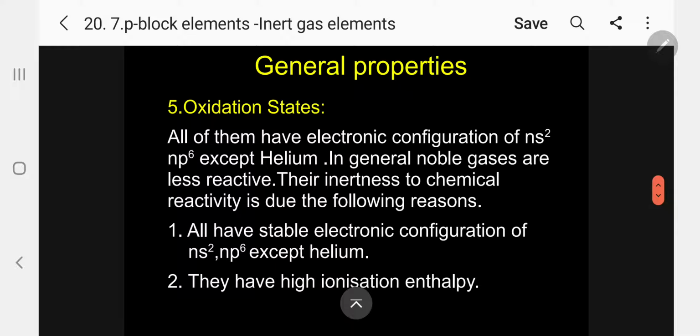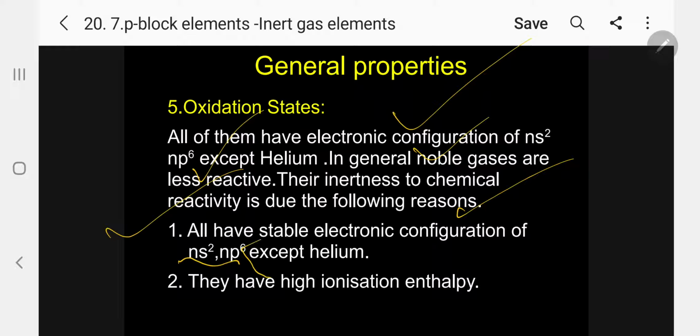Coming to oxidation state, I told you all of them have electronic configuration ns2 np6 except helium. So stable noble gas electronic configuration. In general, noble gases are less reactive because they are chemically inert. That's why they were calling them inert gases, or rare gases. Their inertness to chemical reactivity is due to the following reasons. 1. All have stable electronic configuration of ns2 np6 except helium.